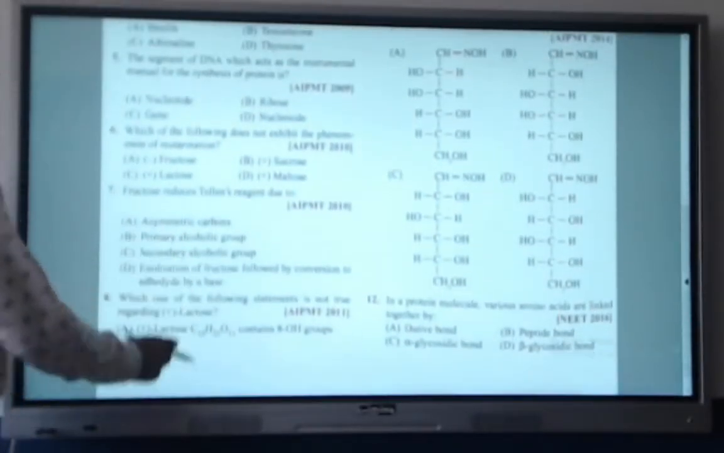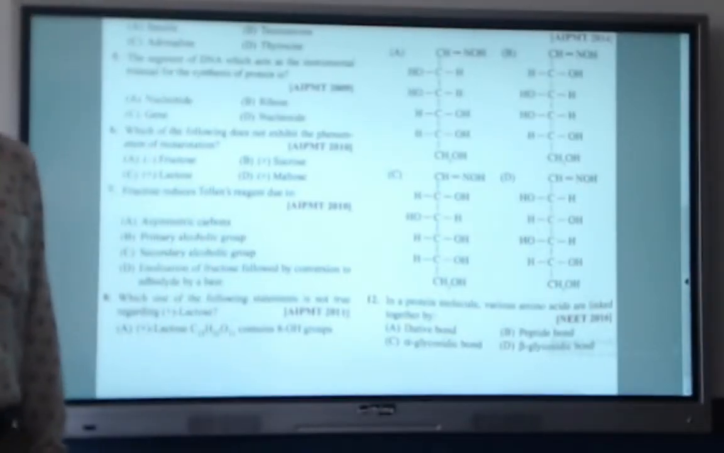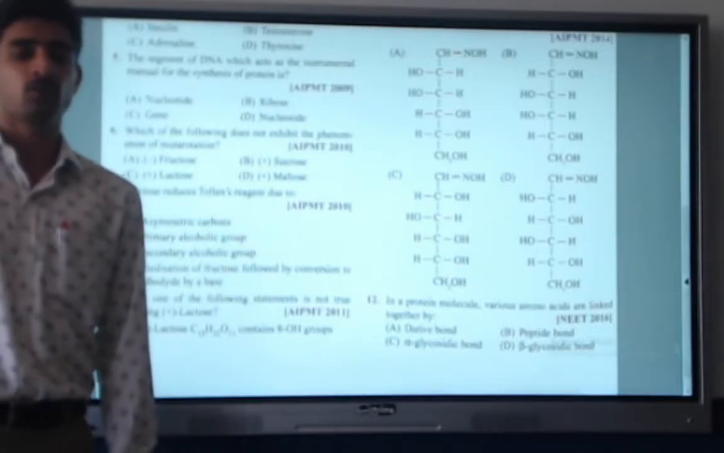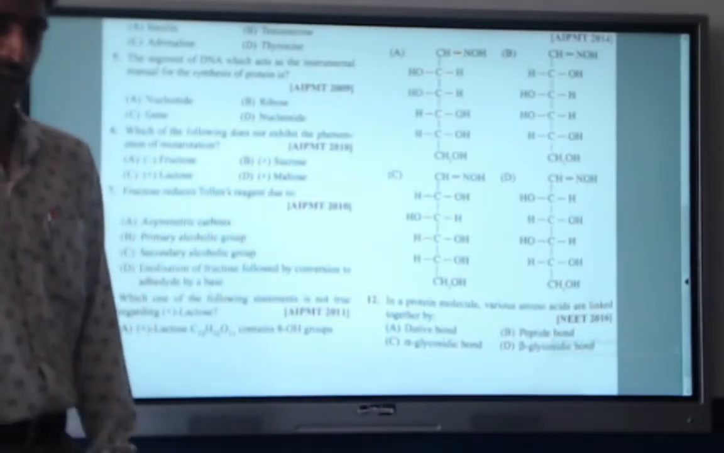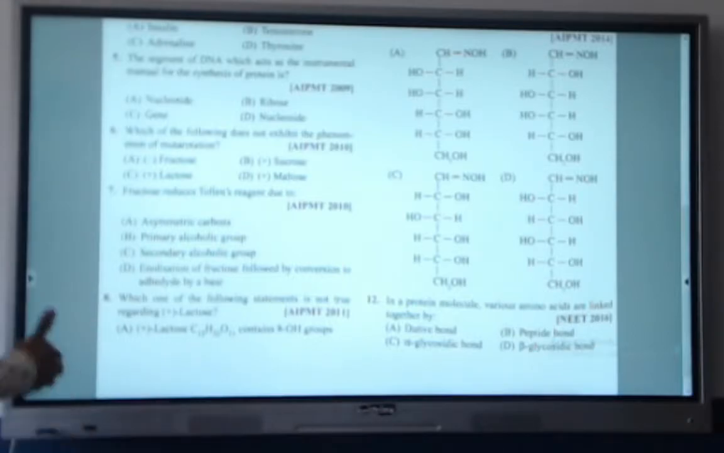So genes are responsible for the segment of DNA which acts as an instructional manual for the synthesis of protein. Whatever we are discussing is a biochemistry topic, where you are going to study the chemical reactions that take place in biology, in the human system. Okay, human system.